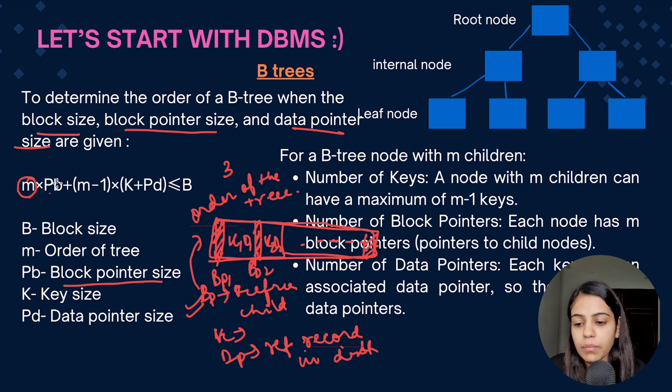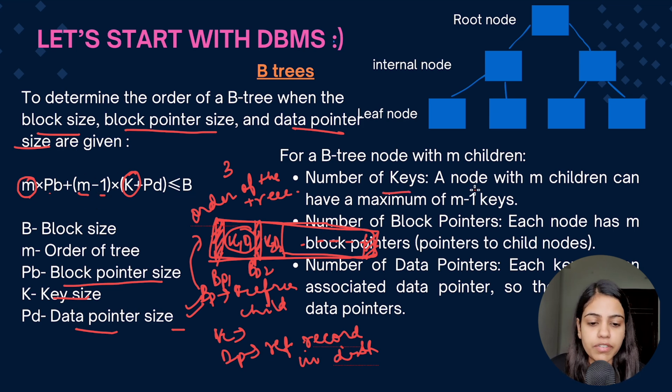Now coming to the key as well as the data pointer. Keys and data pointers are always 1 less than the order of the tree, because there are some block pointers and there are some keys and data pointers, and keys and data pointers are always 1 less than the block pointers. So it will be m minus 1, that is order minus 1, into K plus PD, where K stands for the key size and PD stands for the data pointer size. So we add the key and data pointer size together, multiply it with m minus 1, that is order minus 1, and that should be less than or equal to the block size.